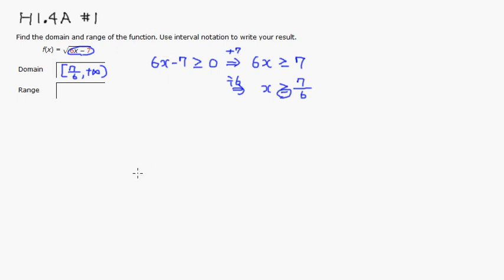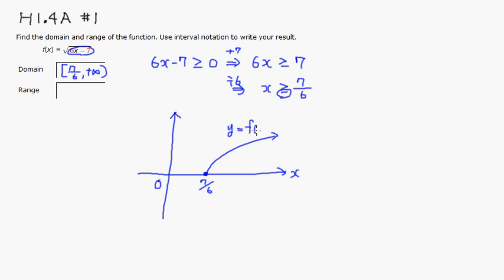And if you look at the graph of this function, you probably notice that it's going to look like this. Right, so here's the origin. You have 7 over 6 is where the x-intercept is, so a little bit over 1, so maybe somewhere right here. Then the graph of this function f is going to look kind of like this. Right, so this is y equals f of x.